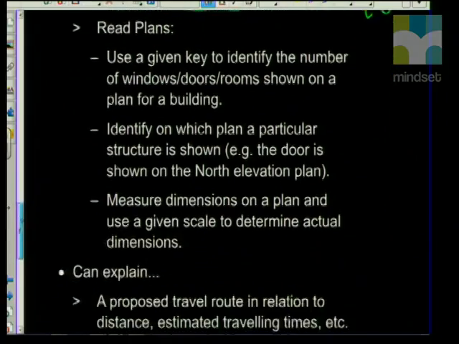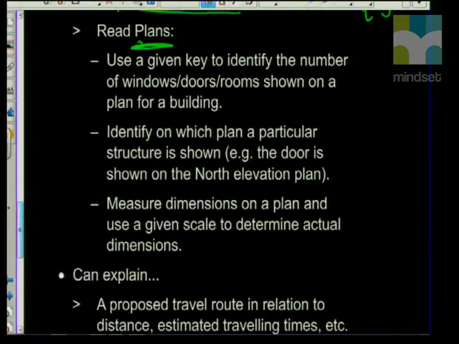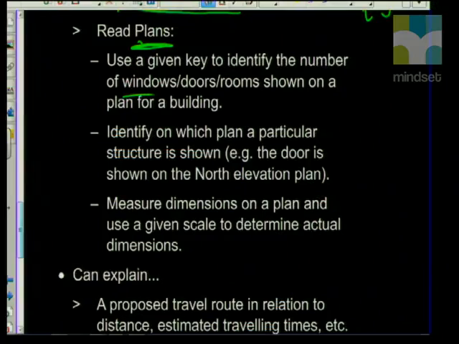Plans is another one. You need to be able to read plans. This could be of a building of some sort, and you need to be able to identify how many windows it's got, how many doors, how many rooms, etc. on this plan. They generally will have a key, and you would need to use that key in order to work out what they are actually referring to.